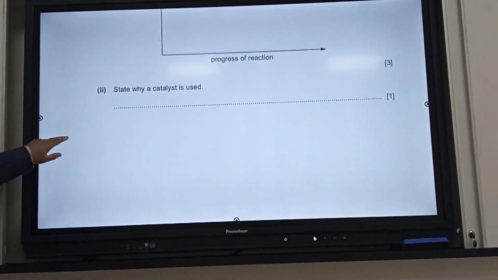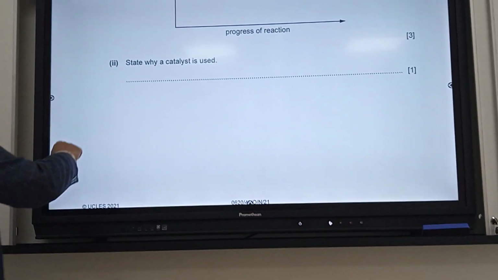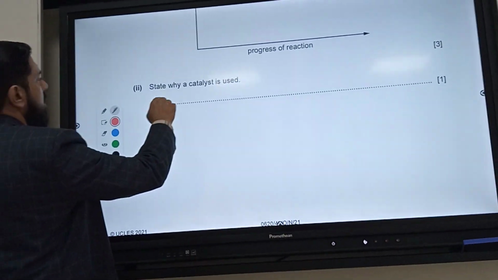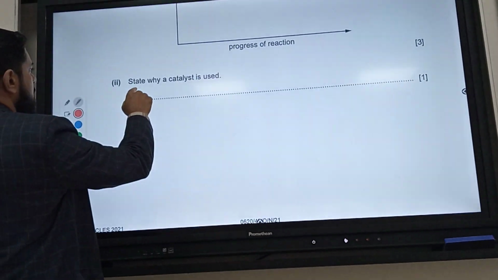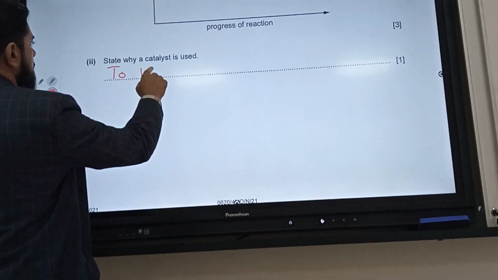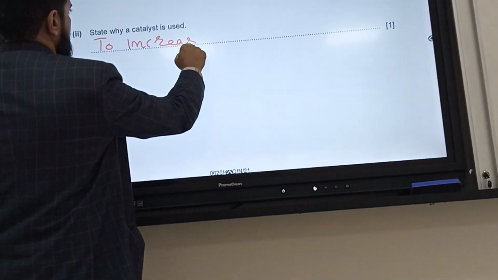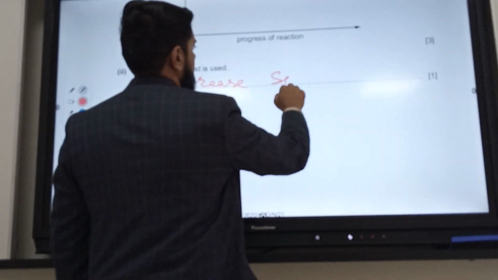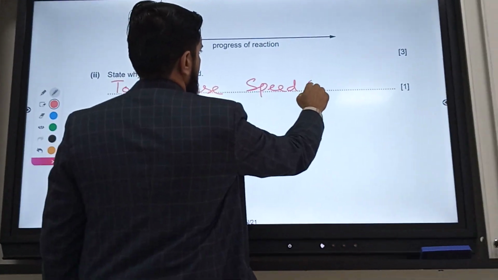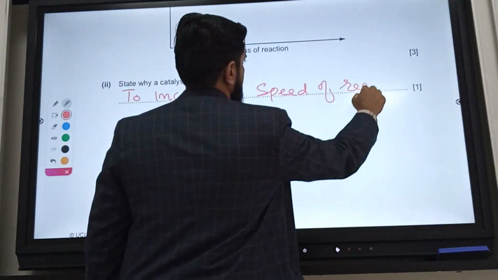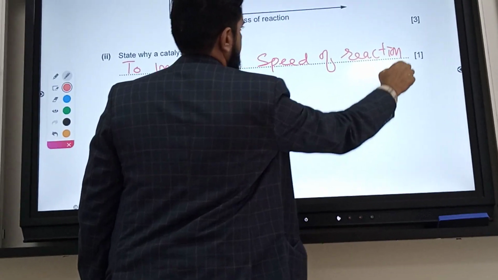And next it says state why a catalyst is used. Very simple. We can say to increase the speed of reaction, to increase the rate or speed of reaction. So this is the possible answer.